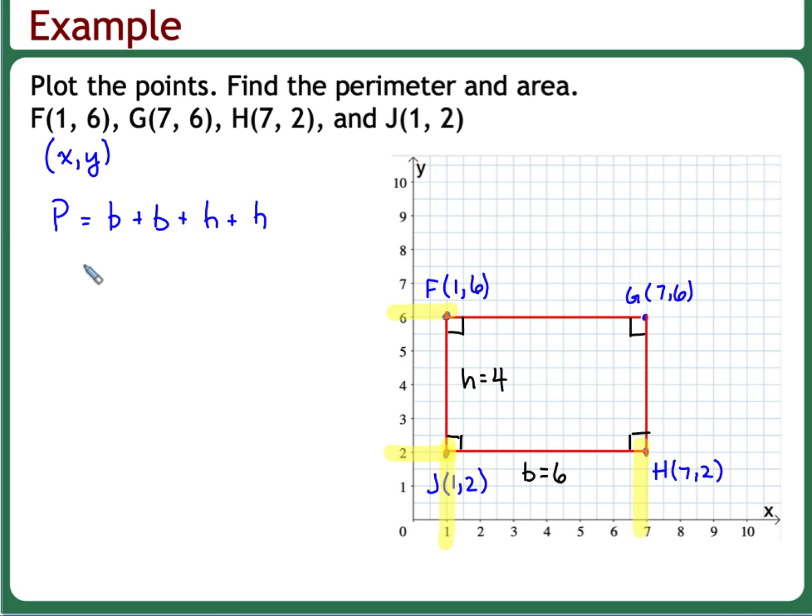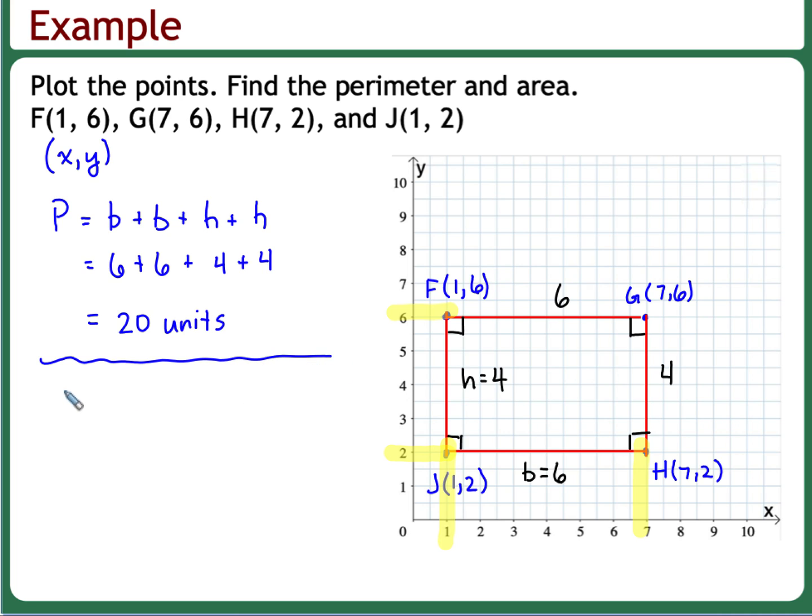All right, so now we can substitute in for the base and height. So we have the base of 6. We have that twice because we have 2 sides with 6 units. And then we can substitute in 4 for h because we have 2 sides with 4 units. And adding that together, we end up with 20 units. Notice for perimeter, we're not squaring the units because we are just adding up the dimensions.